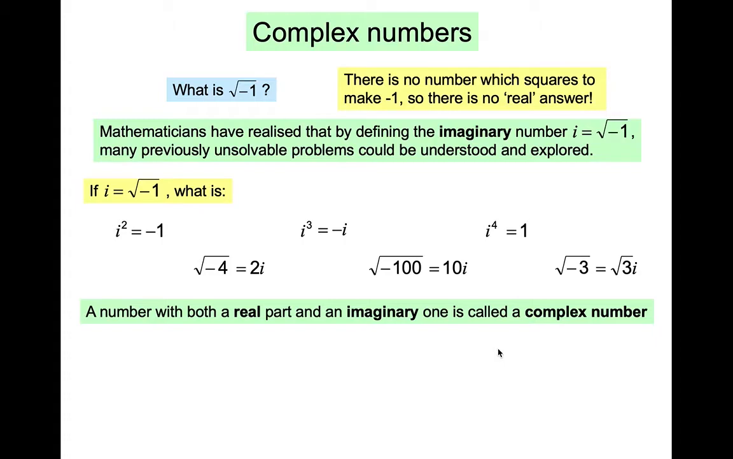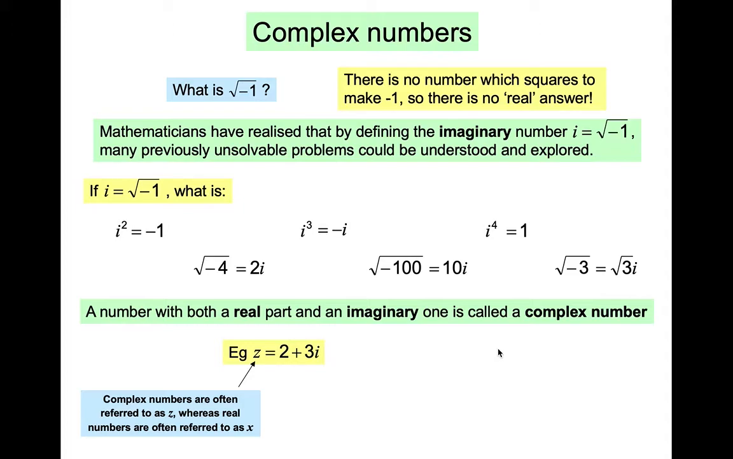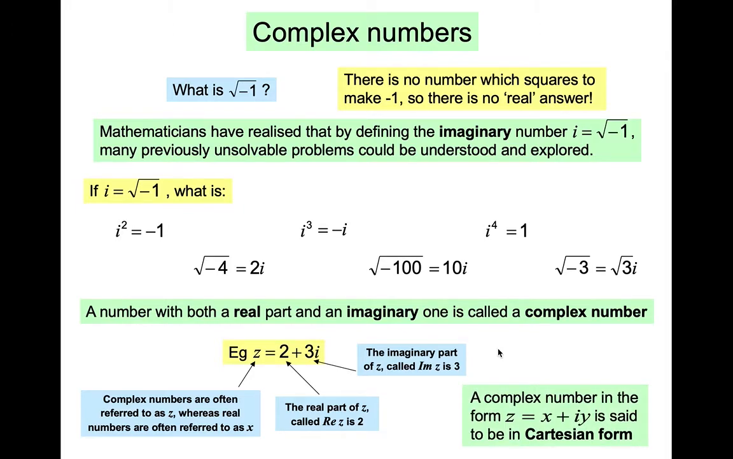Now, we've looked at imaginary numbers, but what about if a number has both a real part and an imaginary part? We could think of this as 2 plus 3i, or this is an example rather. It's notation that we often refer to a complex number as z, in the same way as we would refer to real numbers as x. And there's a bit more notation there. Another way of saying it is that complex numbers written in the form x plus iy is said to be in Cartesian form.